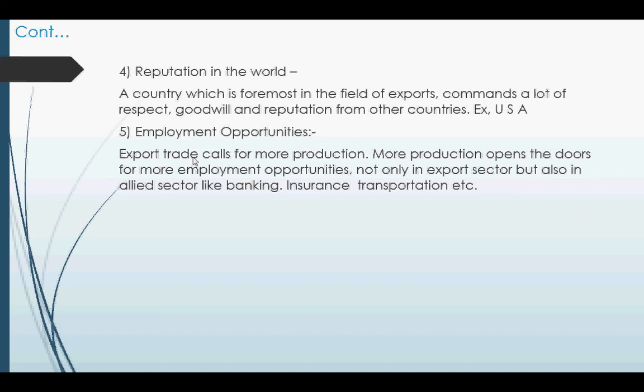Employment opportunities. Export trade calls for more production. When more and more production happens, it opens the door for more people to enter, and thereby lots of job opportunities are created. Not only in the export sector, but indirectly a number of economic activities depending on the export sector also get momentum, like banking, insurance, transportation and communication. These sectors will grow, and in these sectors we can see job opportunities.